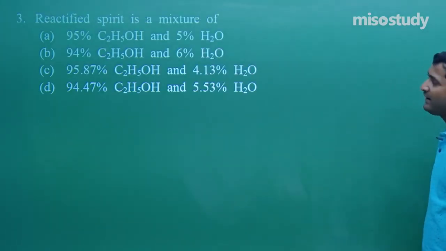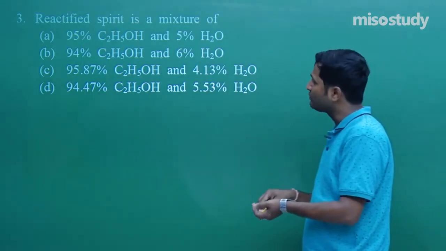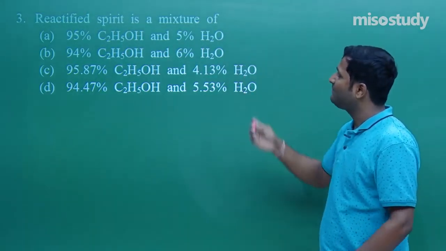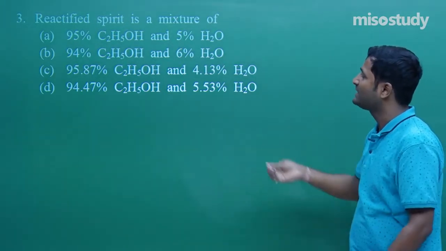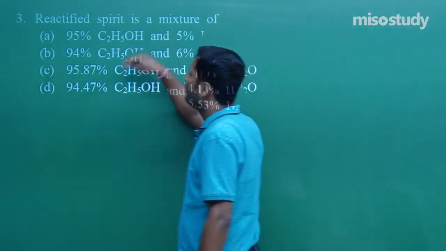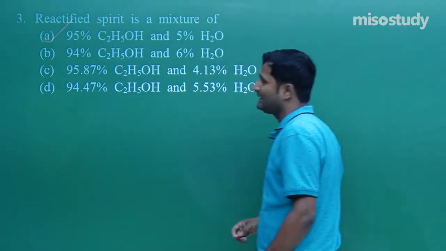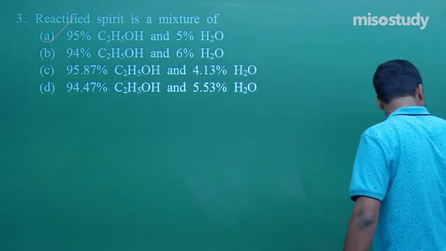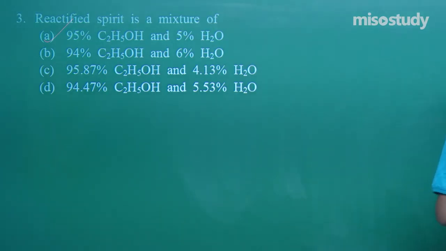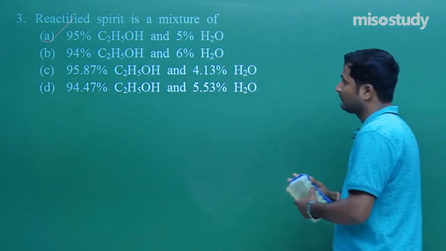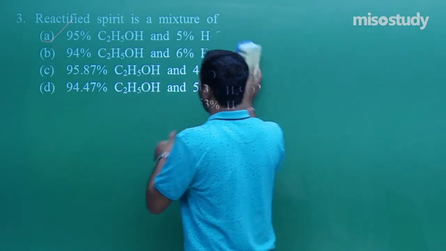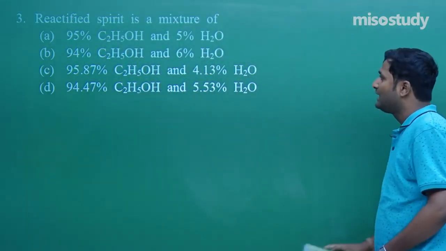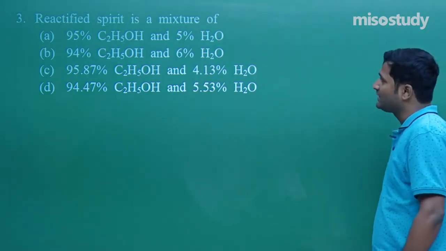Now rectified spirit, this is just a theory based question. Rectified spirit is a mixture of, we know, 95% C2H5OH and 5% H2O. So A is the correct option, clear? Now I'm going to rub this part, wait for a moment friend. That is, A is the correct option. Now let's move to the next question.